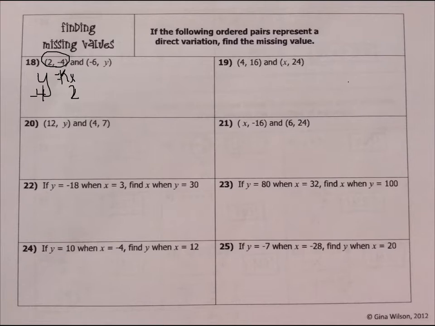So we have -4 equals something times 2. As we work this, we divide both sides by 2. We're going to divide the right side by 2 and the left side by 2. When we divide the left and right by 2, we find that our constant of variation is equal to -2. So k is equal to -2. Using this value, we can find our missing number in our ordered pairs. We have y equals -2 times x.